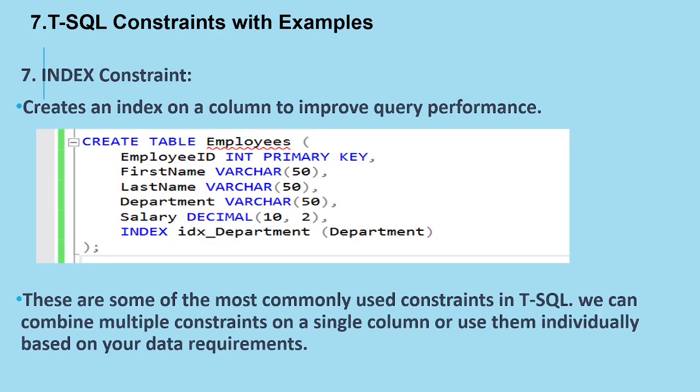Index: create an index on a column to improve query performance. You can create a table with an index name, or add one by using the CREATE INDEX syntax. We can create the index name on the particular table name with the column. These are some of the most commonly used constraints in T-SQL. We can combine multiple constraints on a single column or use them individually based on the data requirements.